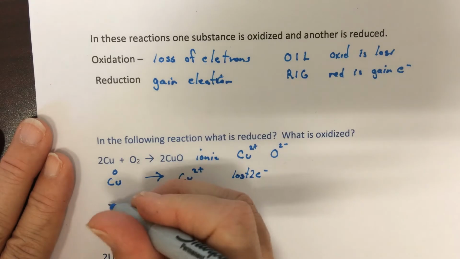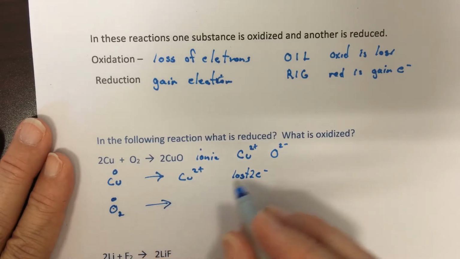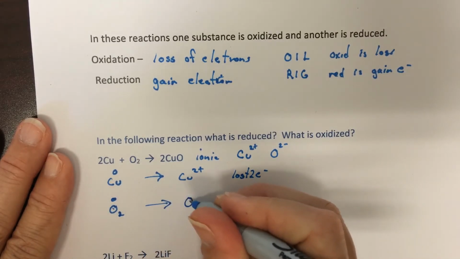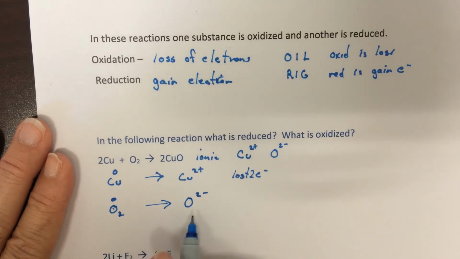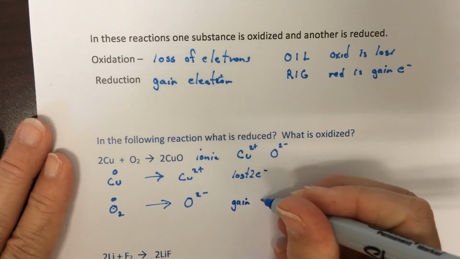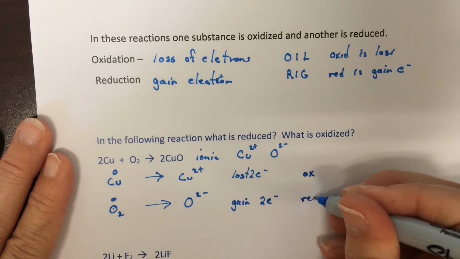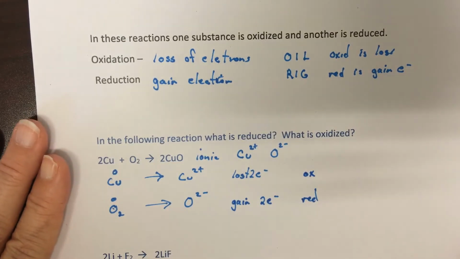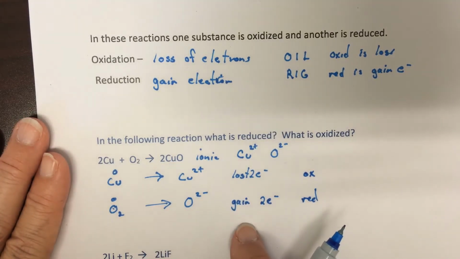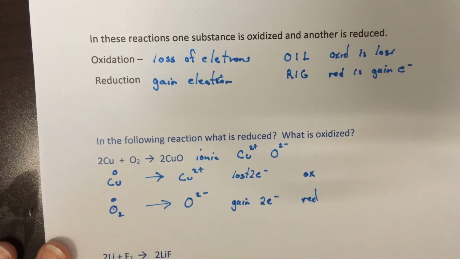Okay, so let's look at the oxygen. The oxygen here is an element. It's not charged. Put a 0 on top of it. It's going to form this ion with a negative charge, so it had to have gained 2 electrons. So this is oxidized and this is reduced. So you can't just lose electrons or gain electrons in isolation. You have to have another compound nearby willing to take them. So let's look at the next one.